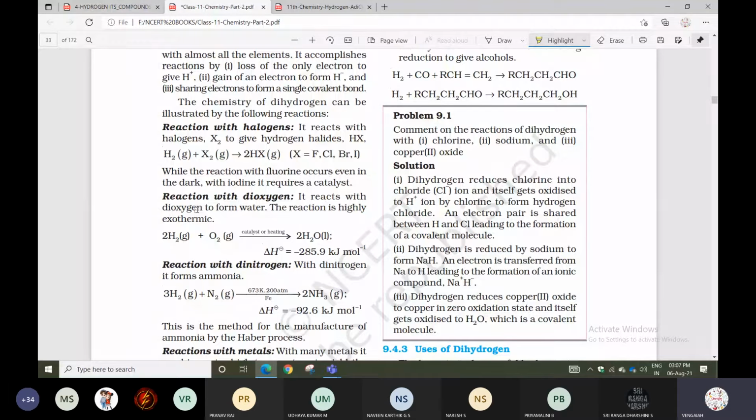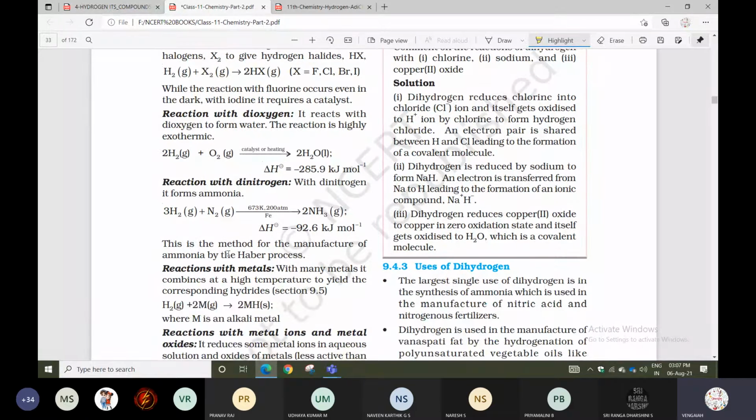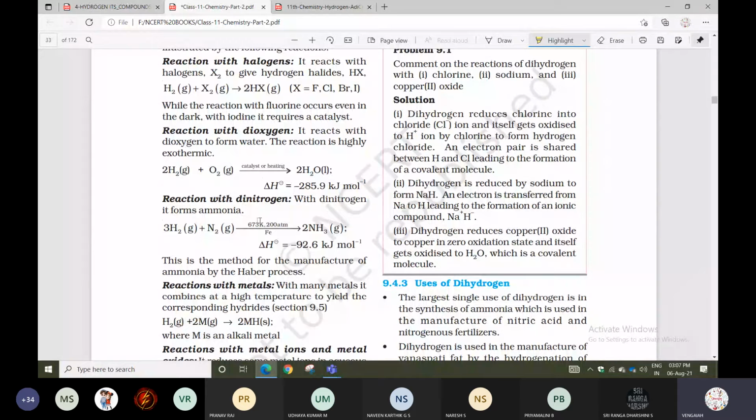So you can remember clearly: hydrogen reacts with halogen, hydrogen reacts with oxygen, hydrogen reacts with nitrogen. With halogen it forms HX, hydrogen halides. With oxygen it forms water, H2 plus O2 form H2O. H2 plus N2, with dinitrogen it forms ammonia.